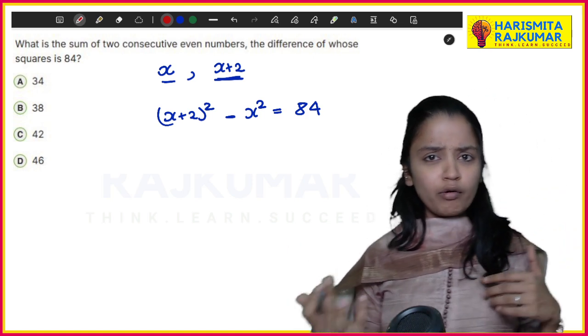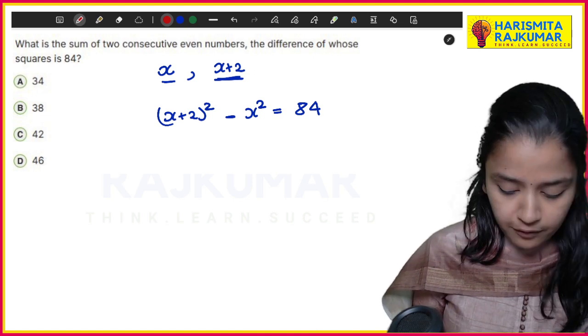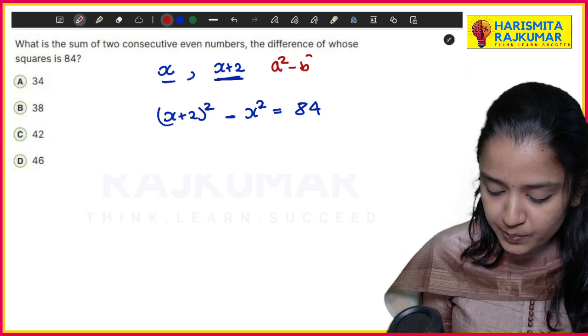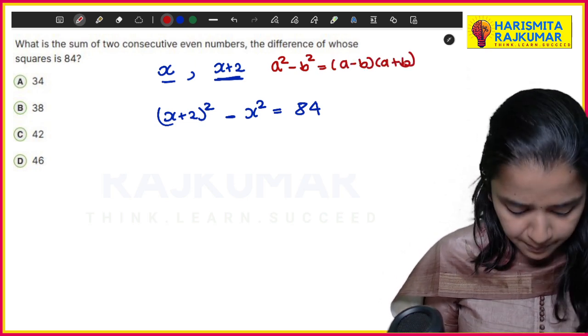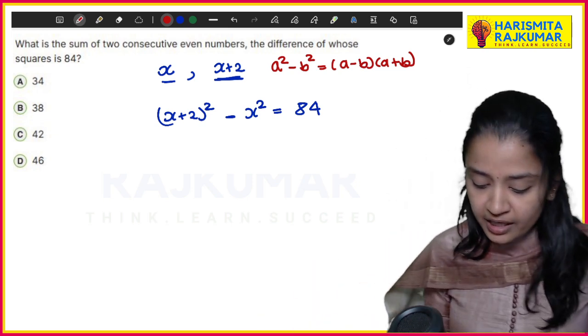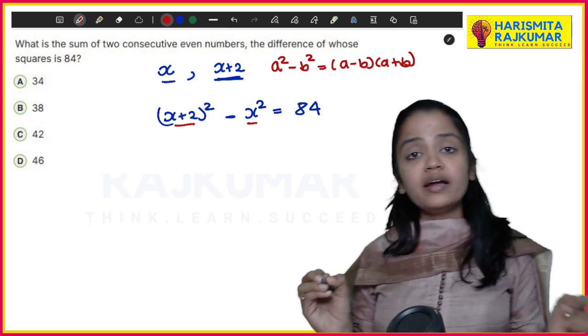I hope you guys know it. You would have learned it in 9th standard or 8th standard probably. Let me write the formula: a square minus b square is nothing but a minus b into a plus b. Here your a is nothing but x plus 2, and b is nothing but x.